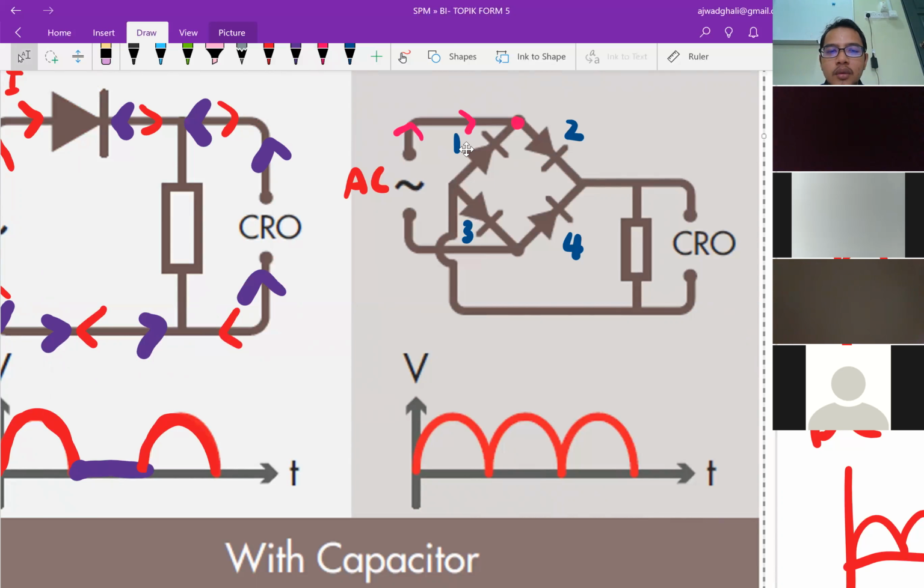Okay, so in your opinion, which diode can the current flow through? Okay, Aina said number 2. Najwa said number 2. Okay, why number 2? Why number 2, not number 1? What is the reason?